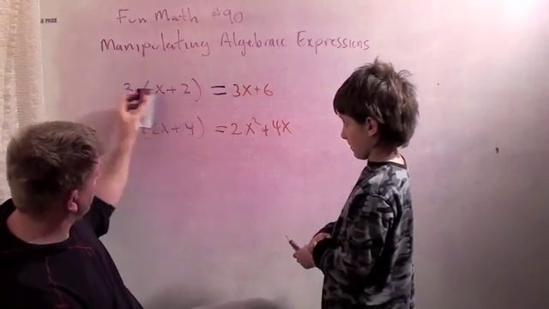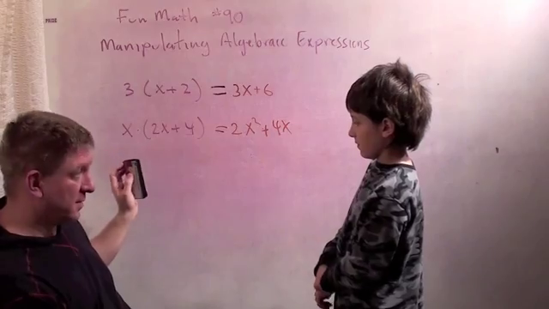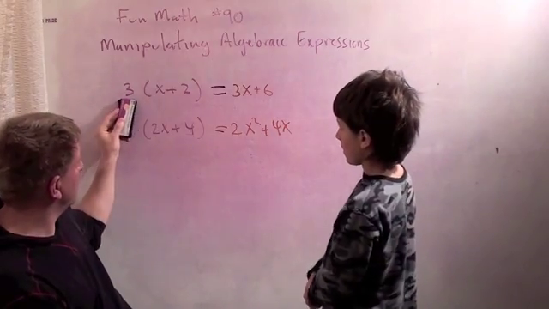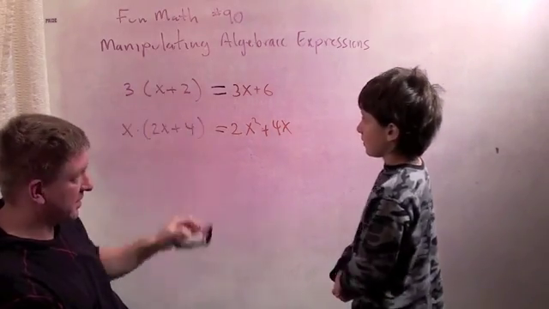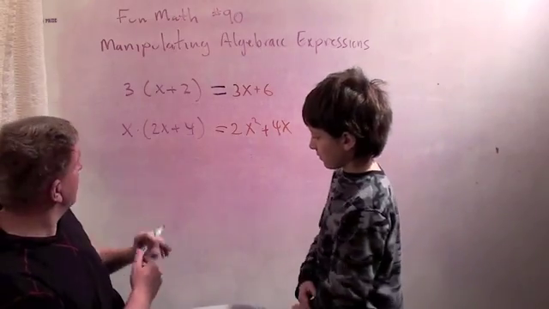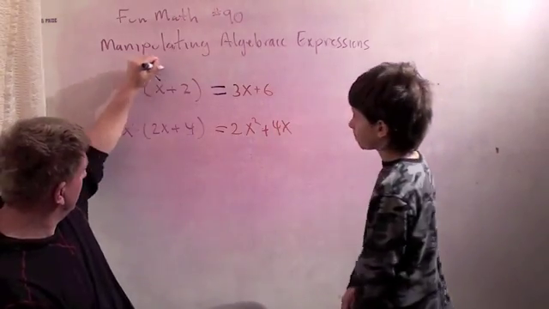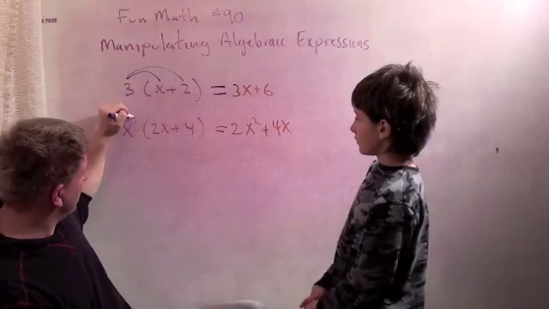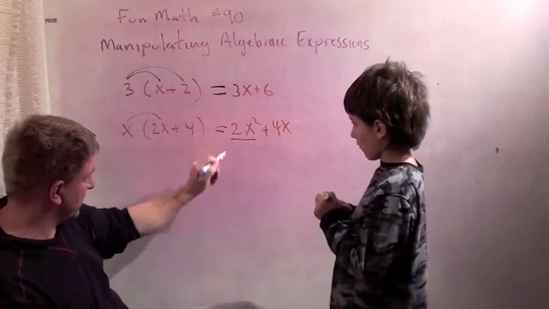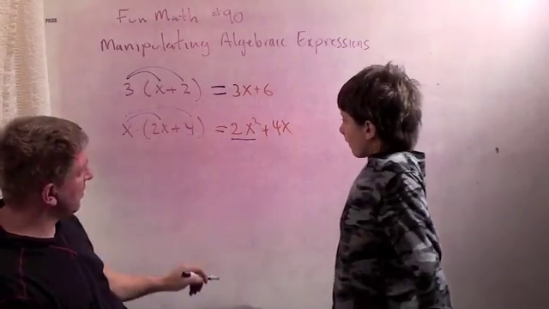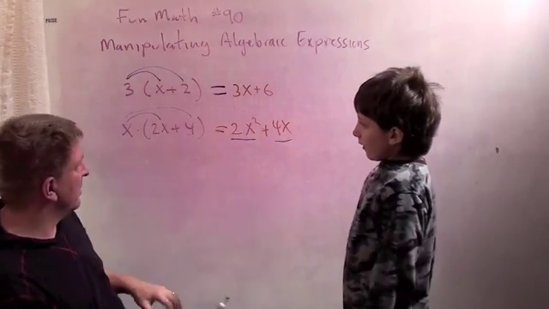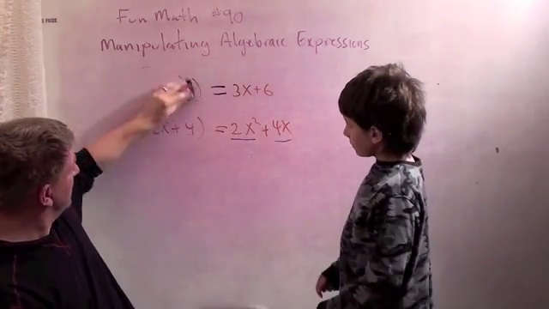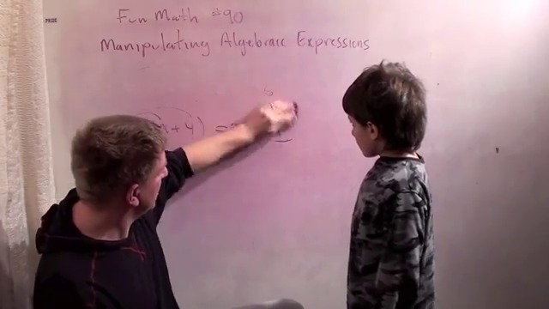Alright, so this is expanding these expressions using what is the property called when we take something and multiply inside the parentheses? It's the distributive property. The 3 hits the x and the 3 hits the 2. Here the x hits the 2x, giving us a 2x squared, and the x hits the 4 also, giving us the 4x. Now, the opposite of the distributive property is called what?